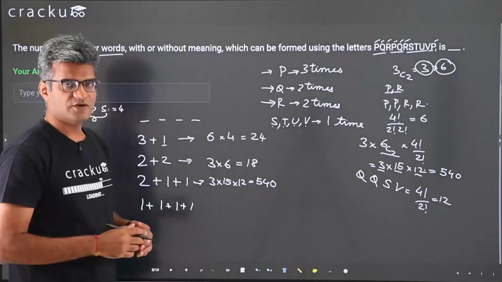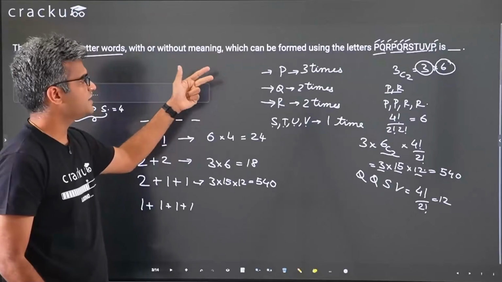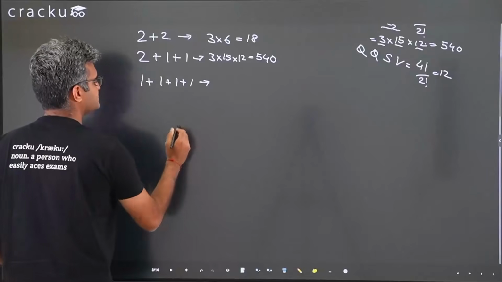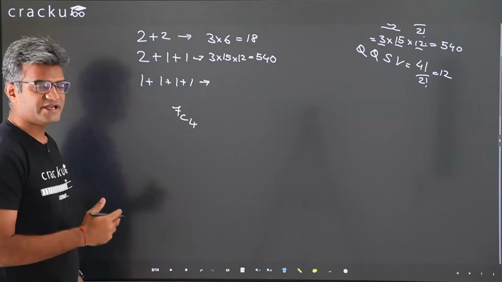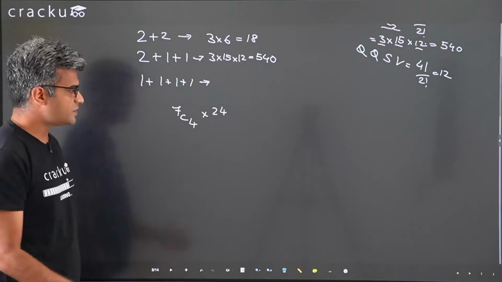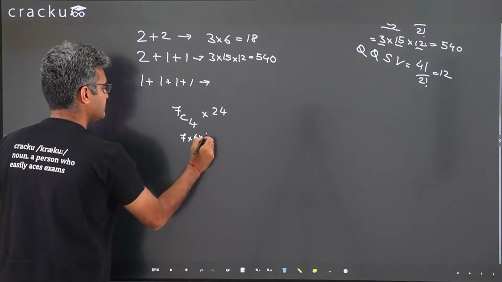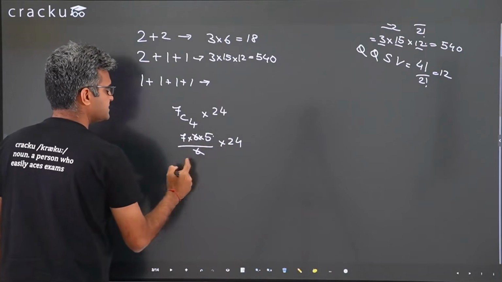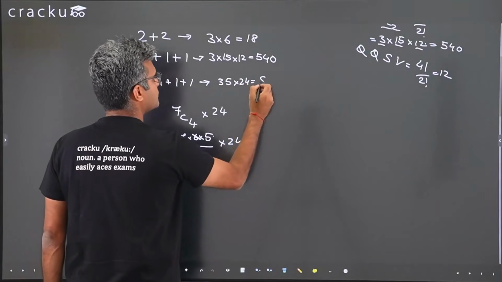The last case is all the 4 letters are distinct. The total number of letters is P, Q, R, S, T, U and V. There are 7 letters. From the 7 letters, we have to select 4 letters. That can be selected in 7C4 ways. Once that is done, we can arrange them in 4 factorial, which is 24 ways. So the total number of arrangements that are possible will be 7 into 6 into 5 divided by 6 into 24. This is 35 into 24, which is equal to 840.